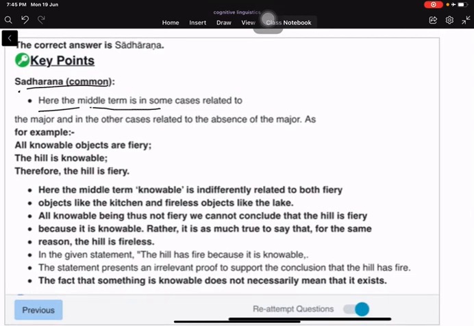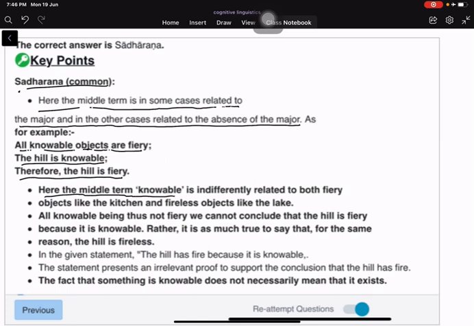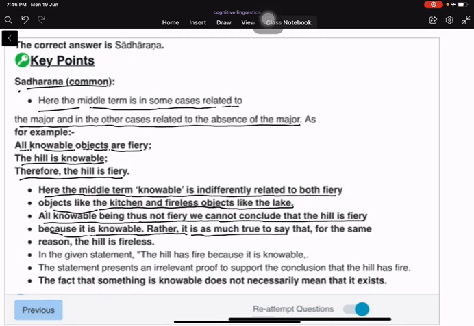Here, the middle term in some cases is related to the major and in other cases to the absence of the major. All knowable objects are fiery. The hill is knowable, therefore the hill is fiery. Here, the middle term, knowable, is indefinitely related to both fiery objects like the kitchen and fireless objects like the lake. All knowable being thus not fiery, we cannot conclude that the hill is fiery because it is knowable. Rather, it is as much true to say that for the same reason the hill is fireless.